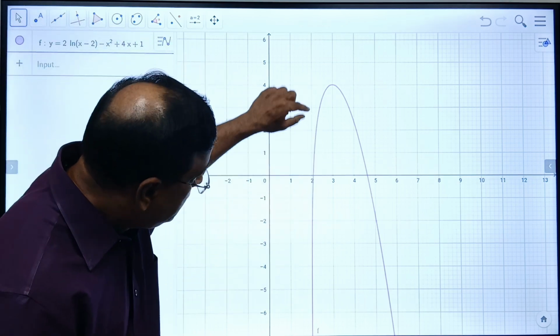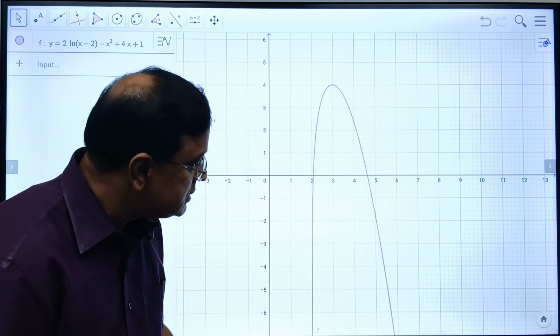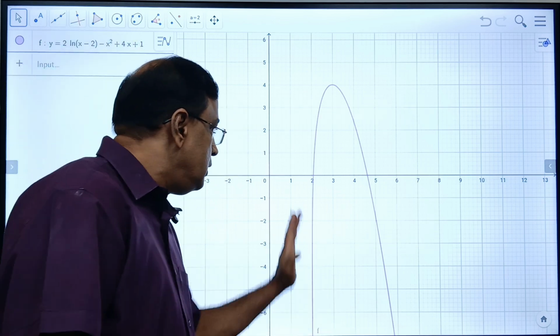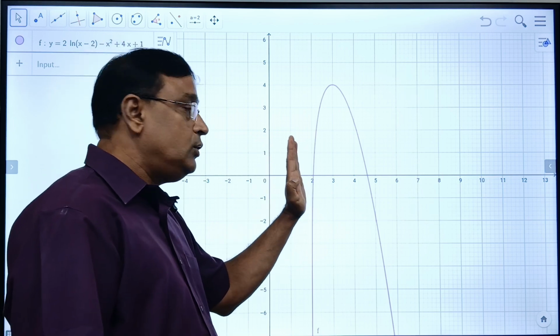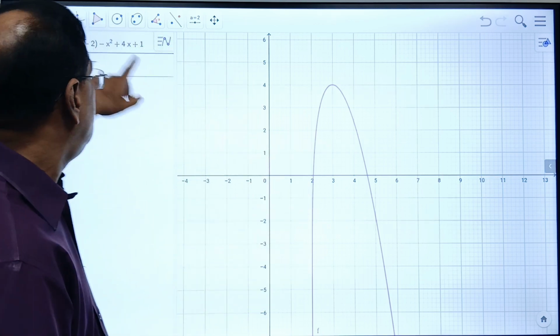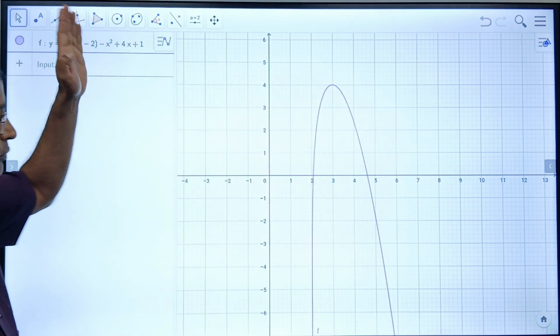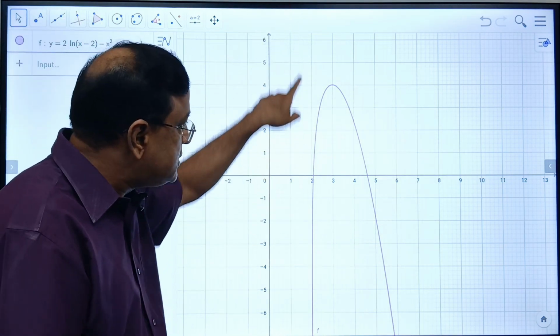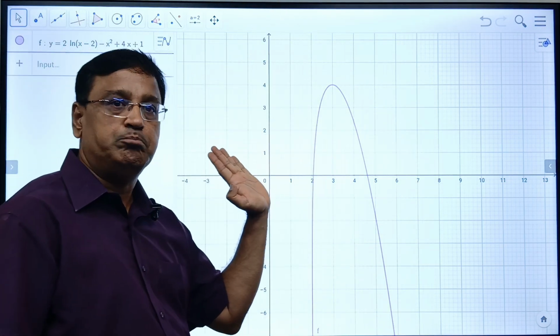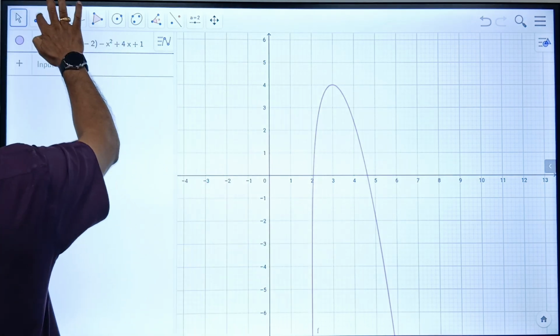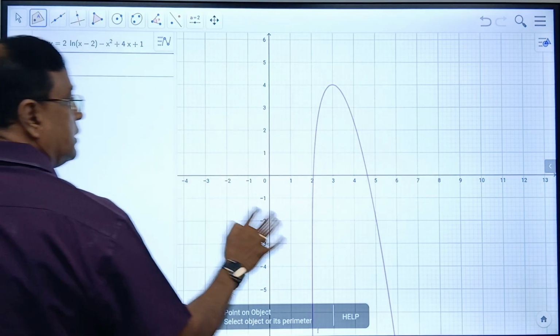So no way. If you zoom down and see, if you can use GeoGebra and check, your graph will not go below 2. It will not even touch 2, because log of 0 is undefined. So it will not even come to x is equal to 2. That line x is equal to 2 will be asymptotic to the curve. Okay. So let's, as usual, try the tangent and check whether everything is okay.